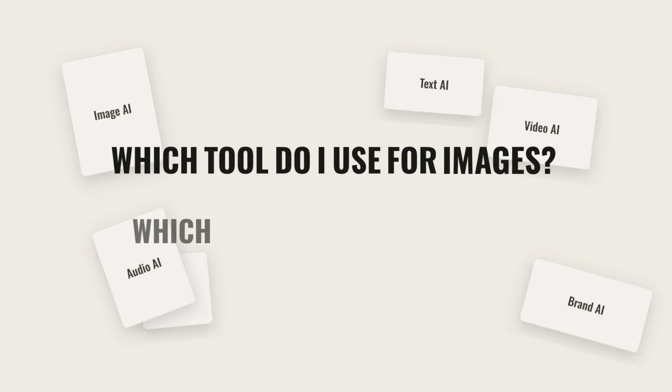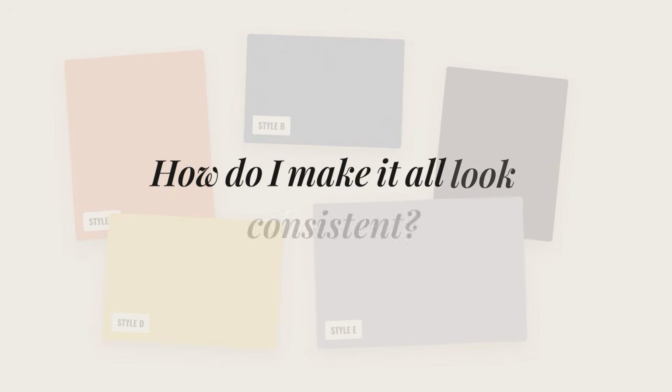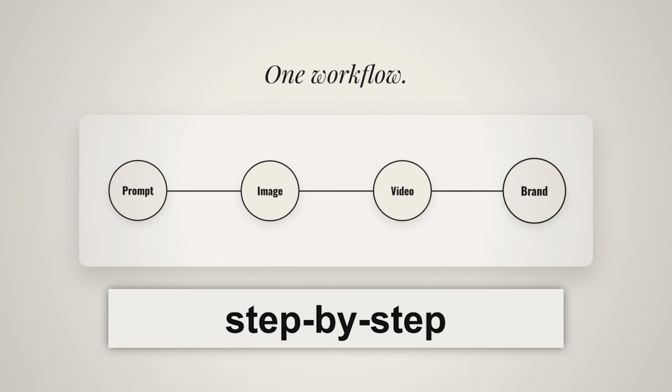So if you've been wanting to make AI anime content but you keep getting lost in the chaos of like, which tool do I use for images, which one do I use for video, and how do I make it all look consistent, this video is going to fix that for you. I'm going to walk you through exactly how I did it using Flova step by step. And by the end, you'll know how to make your own. So let's get into it.